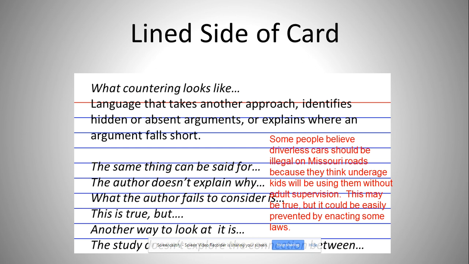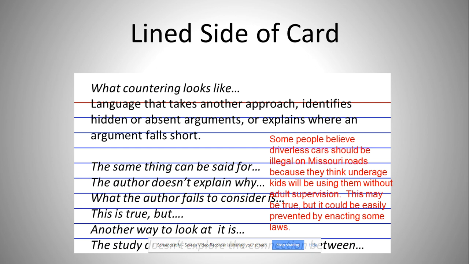So, for example, if my claim is that Missouri should allow driverless cars on the roads, my claim is that Missouri should make driverless cars legal on the highways because I think that they're safe. And I give lots of evidence and extend to support my claim. There's going to come a time in my essay when I need to acknowledge the other side.